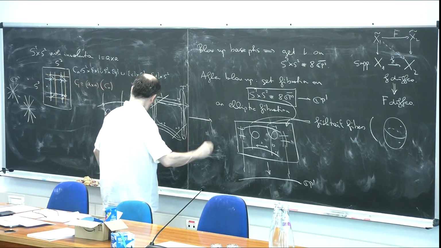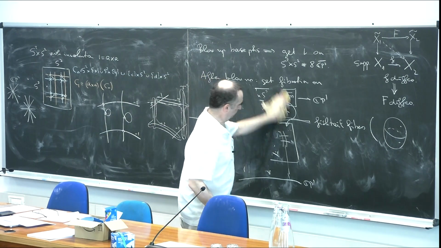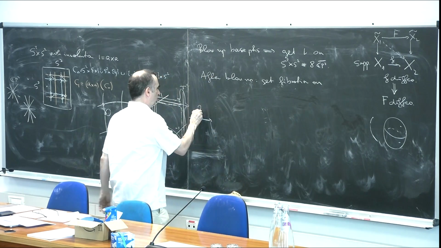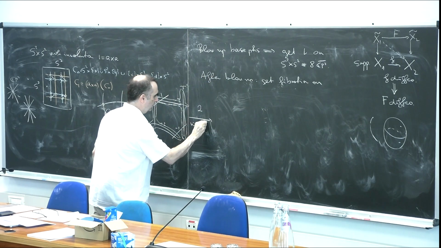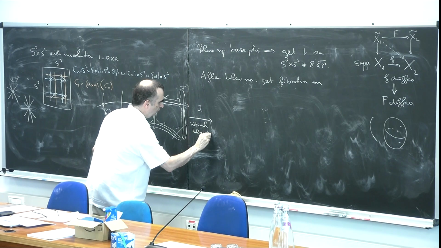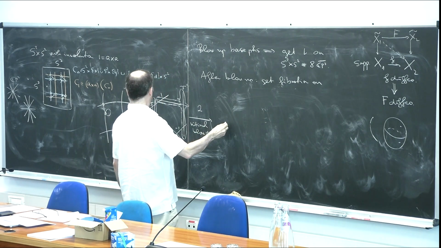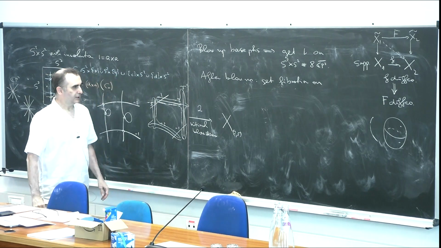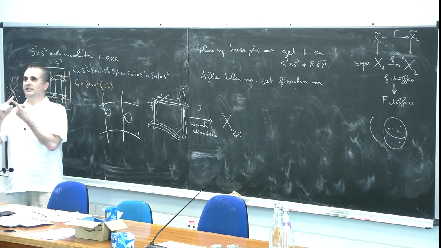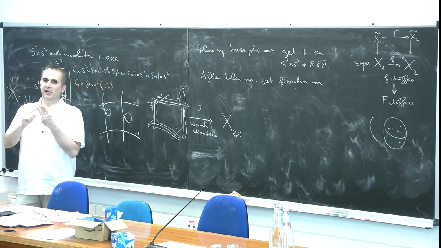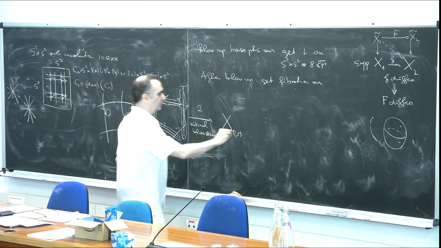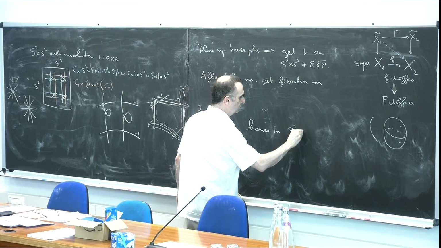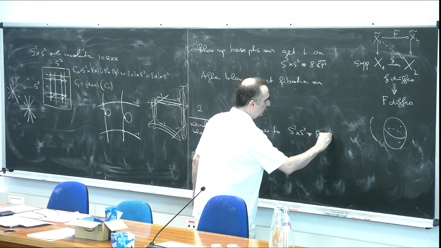So let me just erase this. Two rational blowdowns. And we get, I don't know, x 2, 5. And now comes a little yoga. Now we have to understand the signature, the Euler characteristic, the parity, apply Freedman's theorem that this is homeomorphic to S2 cross S2 connected sum 8 times CP2 bar.